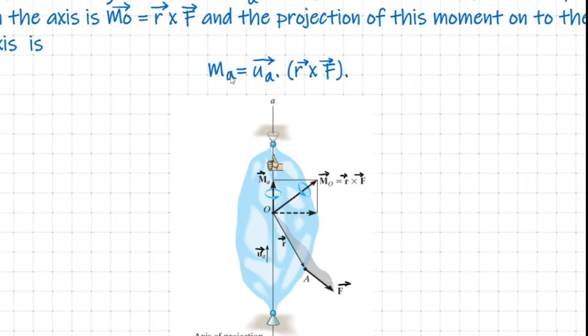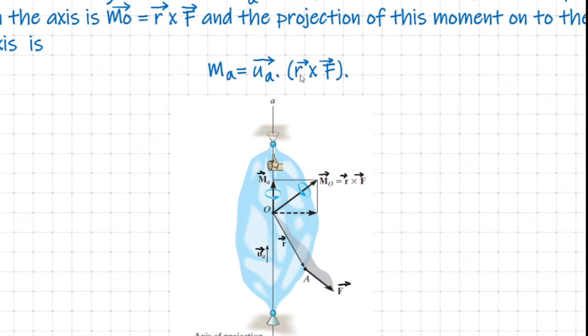M_A is the magnitude of the moment produced by the force vector F about the axis A. It is equal to vector U_A dot R cross F. What is vector U_A? It is simply the unit vector defining the axis A. F is a very common symbol for us. It is a force vector in the Cartesian format.